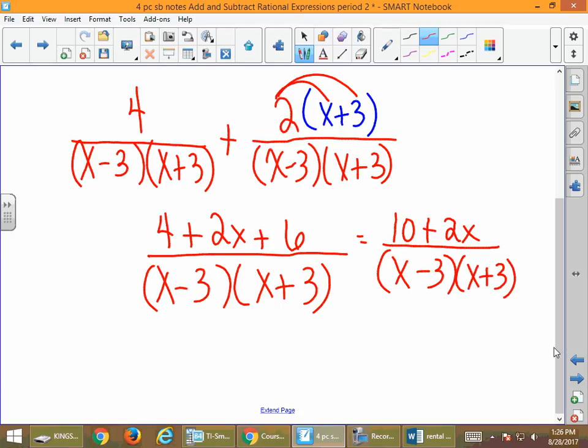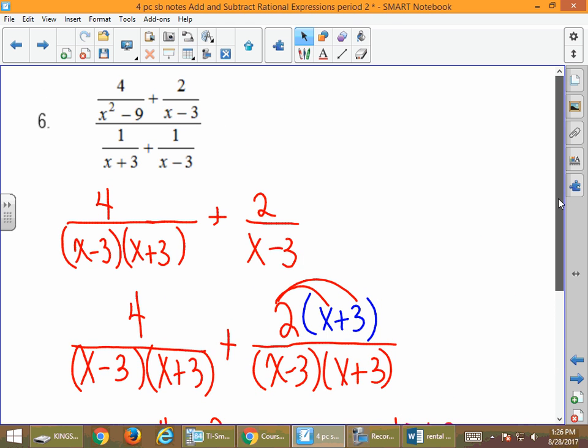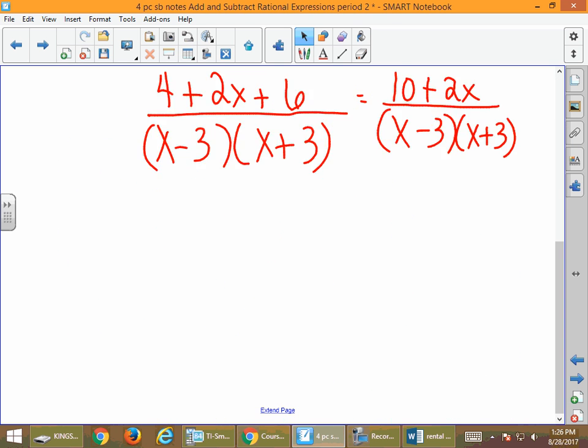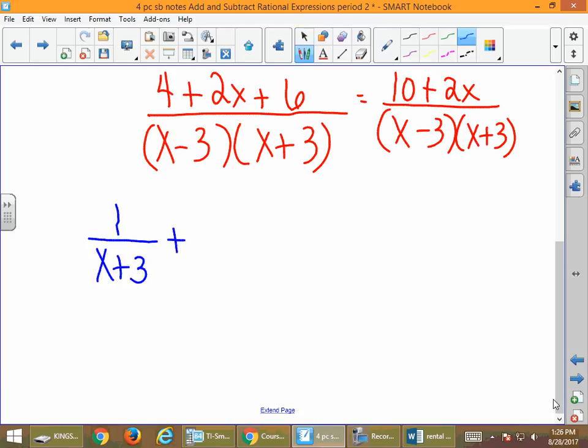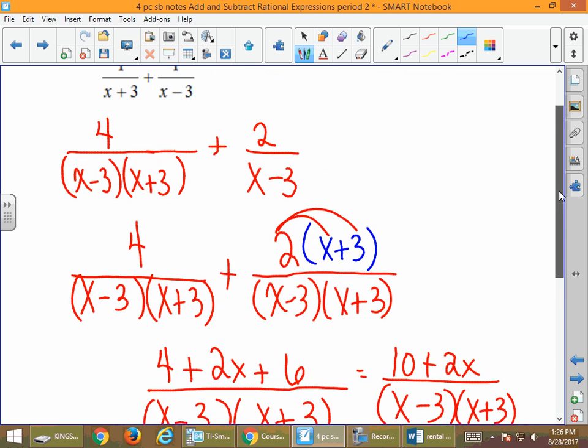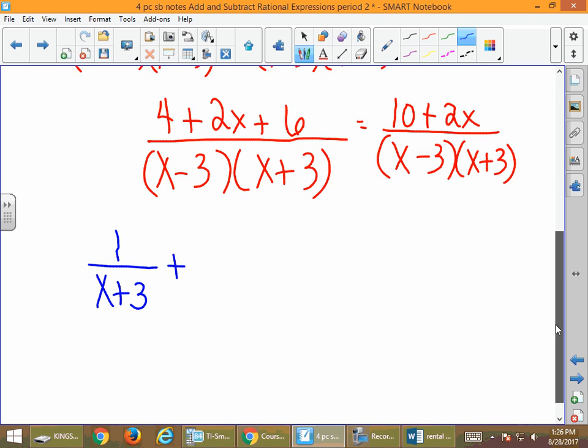Now, as I glance at this, I see that we can take out a GCF of 10 plus 2x. I think I'm going to save that for later, because what we've just done is we've only looked at the top of this fraction here. Now we have the other part, which is the 1 over x plus 3, and I think it's plus. We'll pull it back up here to 1 over x plus 1 over x minus 3.